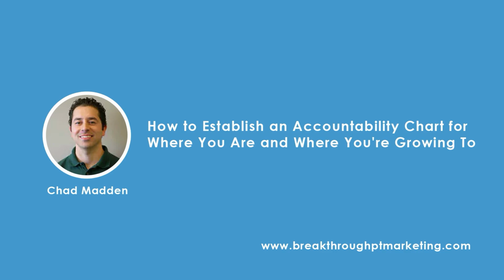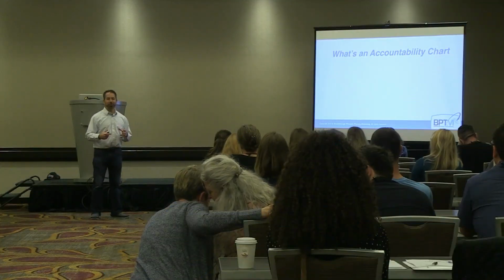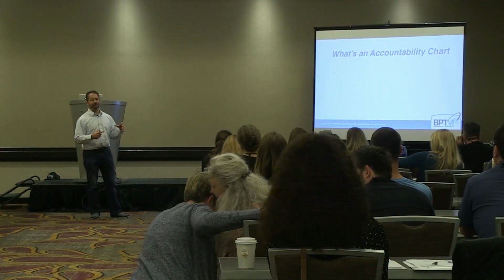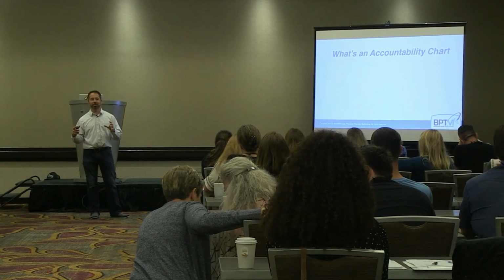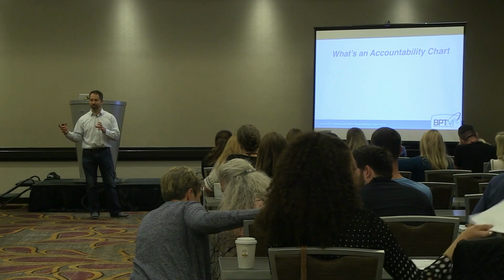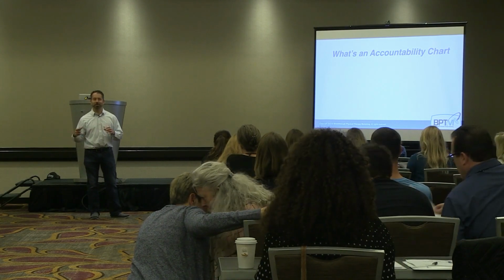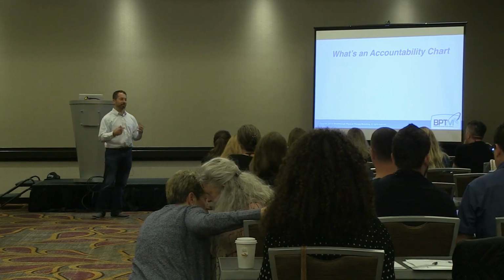This is how to establish an accountability chart for where you are and what you're growing to, all right? And this is in my notebook. I'm going to have to reproduce it for you, but I did an accountability chart for a $500,000 a year revenue practice, a $1 million a year revenue practice, and a $3 million a year practice. I will redo that for you. You will have it in nice digital format, and I'll get that to everybody.